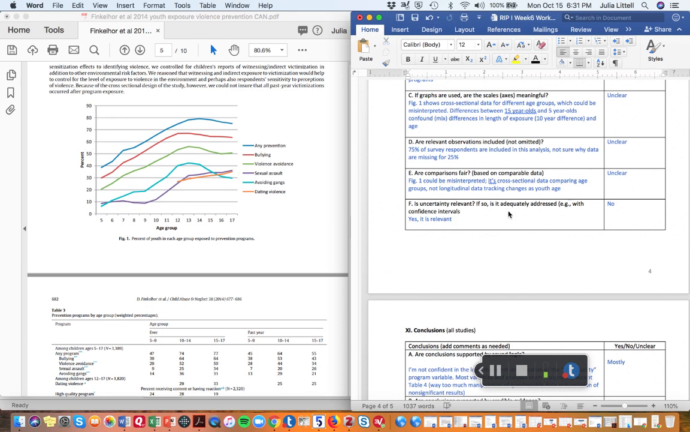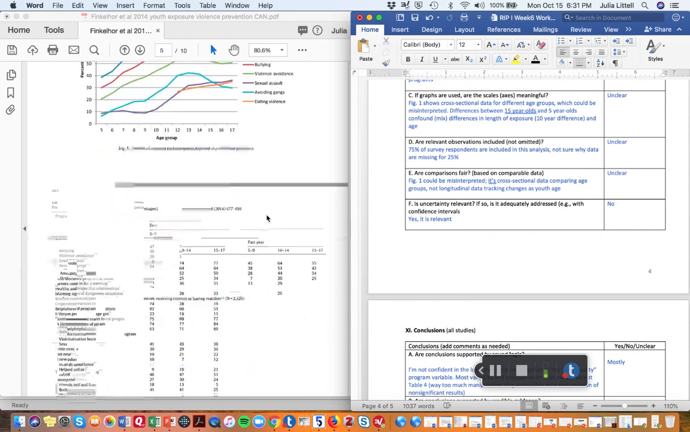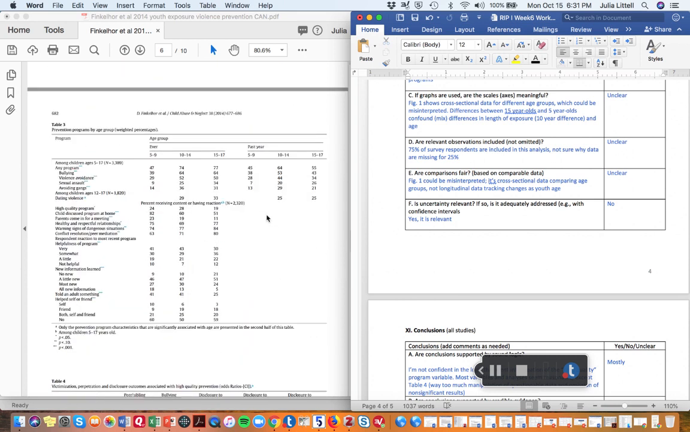Is uncertainty relevant, and if so, is it adequately addressed with confidence intervals? Yes, it absolutely is relevant. We're estimating percentages from a large national sample, and they should be showing us confidence intervals, as you can see in another video you had for this class, and we're just simply not seeing that. So the data are being presented with far more precision than is warranted here. So we should be seeing confidence intervals around these estimates.